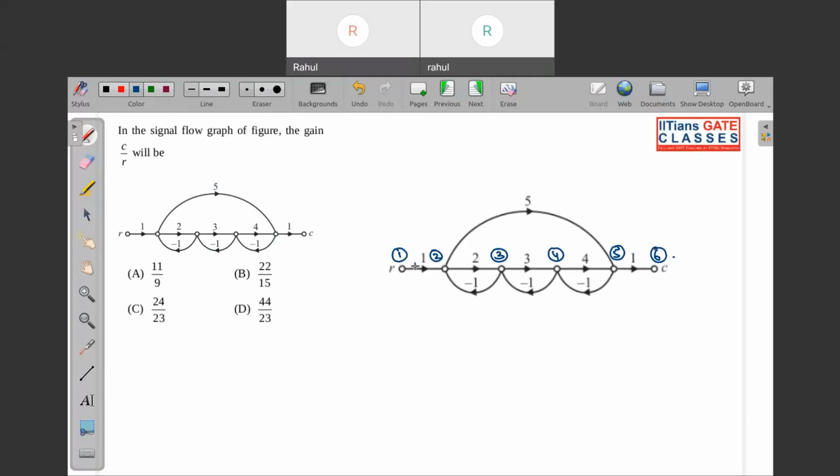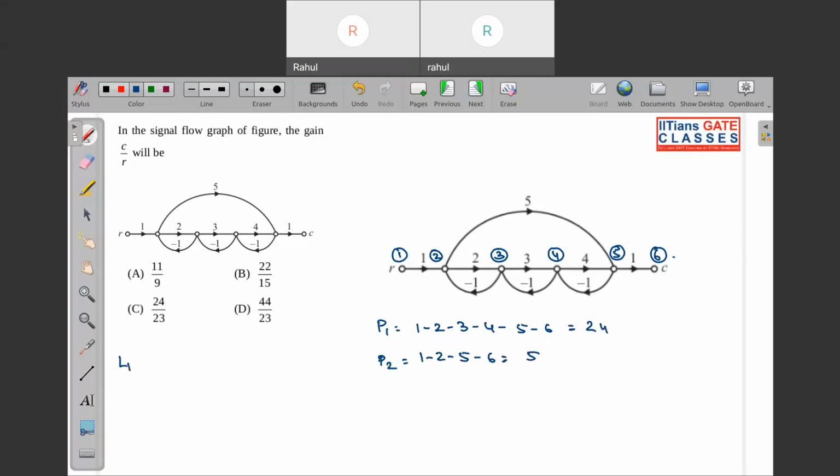So now if you want to calculate the forward path over here, so P1 is equal to what? It is from 1 to 2, 2 to 3, 3 to 4, 4 to 5, 5 to 6. And what is the path gain? So that is 1, 2, 6, 24. And P2 is what? From 1 to 2, 2 to 5, 5 to 6. And path gain is what? It is equal to 5. Okay, path gain is 5.